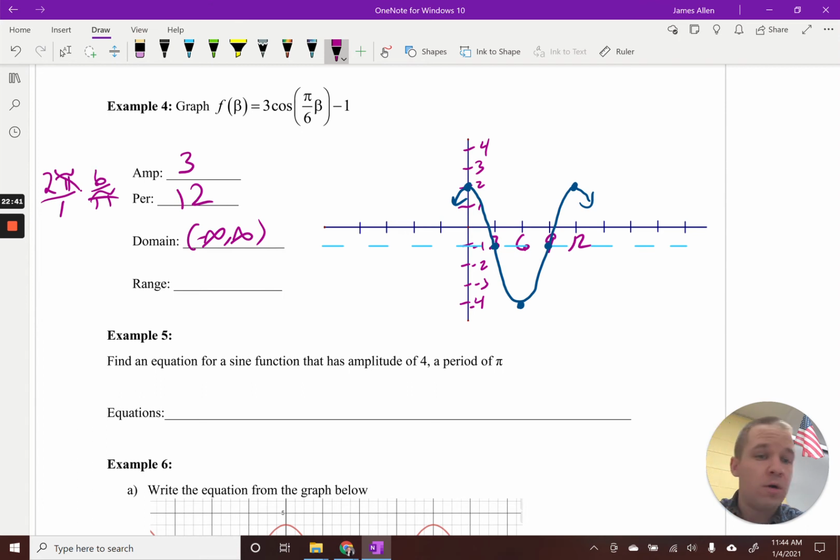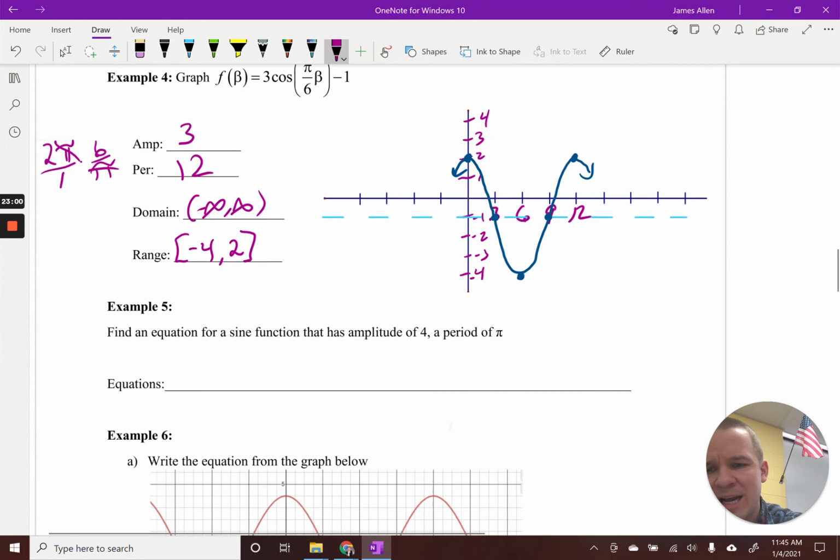And then we have our range. This time it's a little different. It's going from -4 up to +2. Lovely. Awesome. I think we're just loving this here. All right, so let's go to this next question.